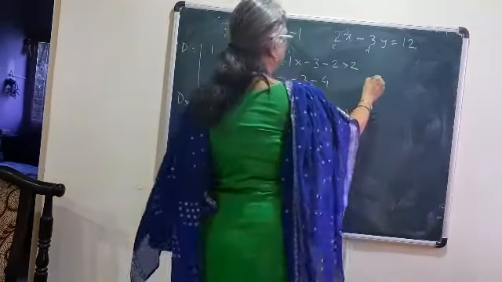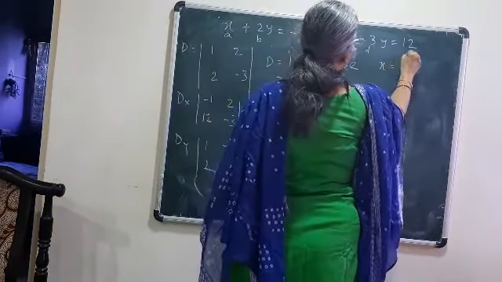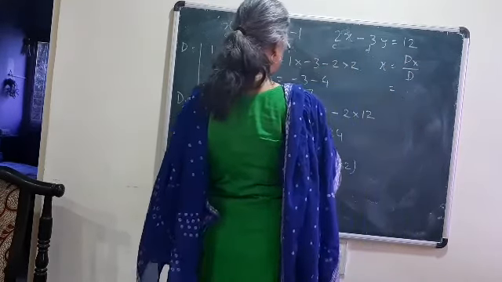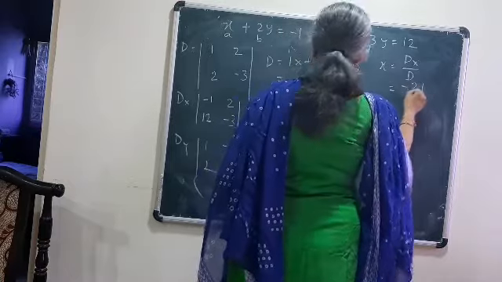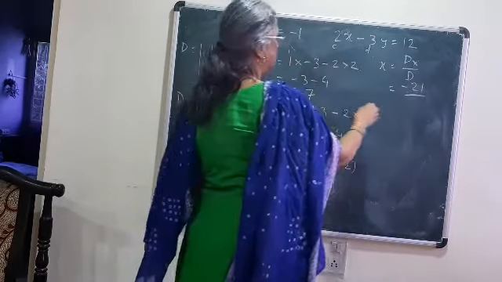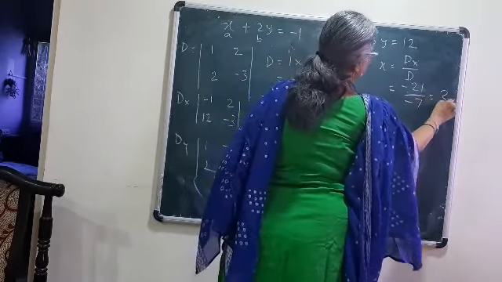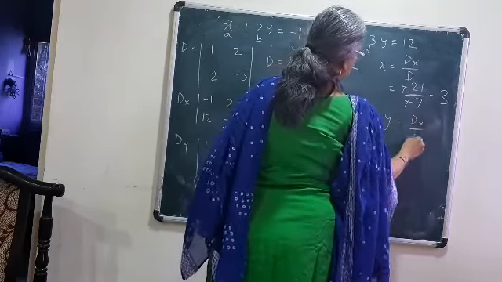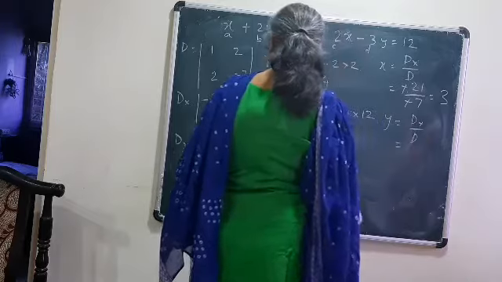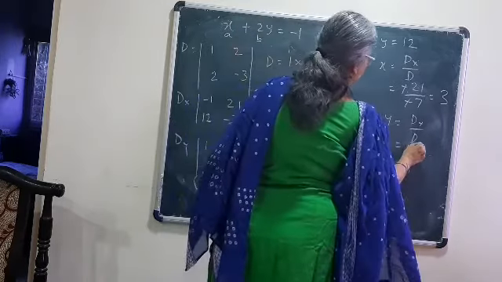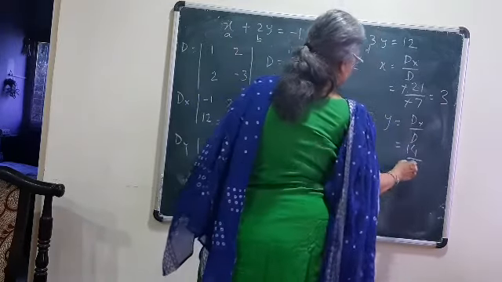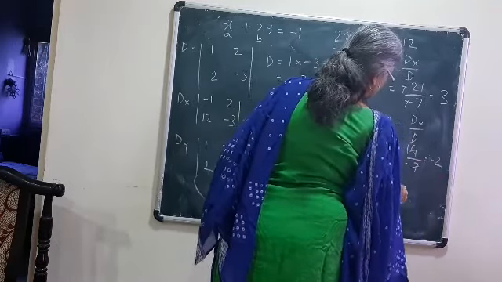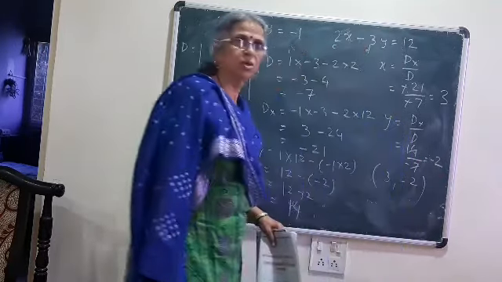So we will have x equal to Dx upon D, that is minus 21 upon minus 7. So that will give you 3. And y is equal to Dy upon D. So Dy is 14 and D is again minus 7. So the answer will be minus 2. So the solution set is (3, minus 2).